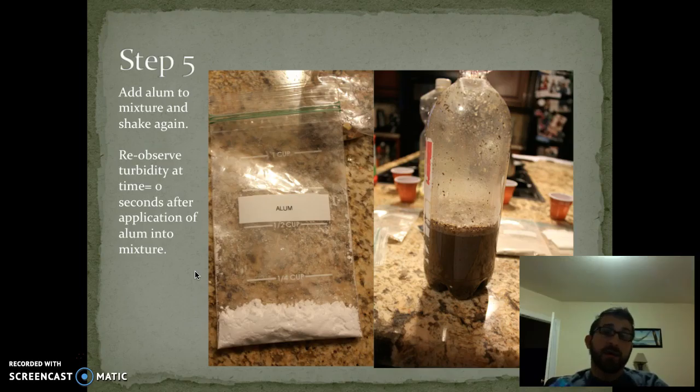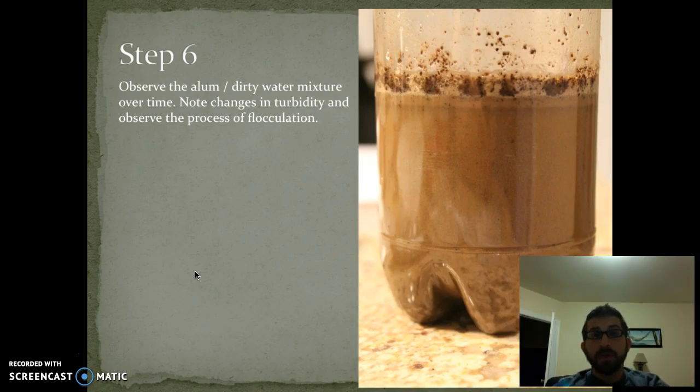Next, I added an agent called alum, and then I shook it once again and let it settle. This is a picture on the right from time equals 0. And observe the water and alum mixture over time. If you look at the very bottom, you can see some kind of stuff falling to the bottom and a layer floating to the top.